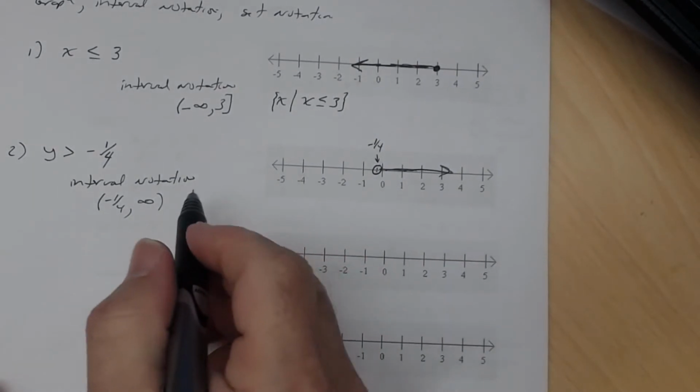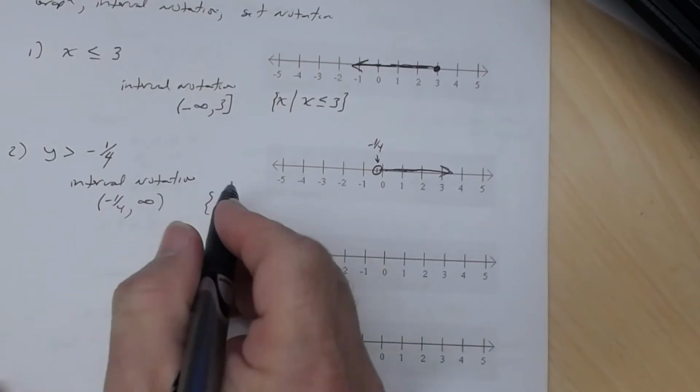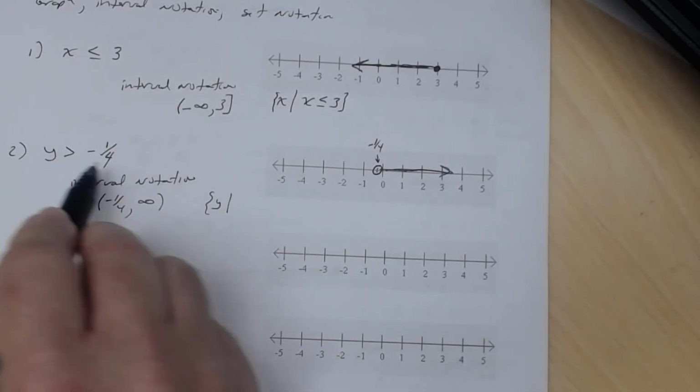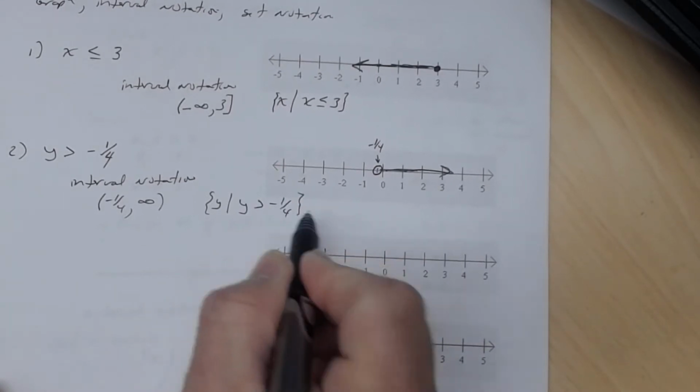And then set notation, you're going to say set of, and always make sure you use the correct variable. So you're going to say the y's this time. The set of y's such that, and then you write your inequality statement. Says that y is greater than negative 1/4, close brace.